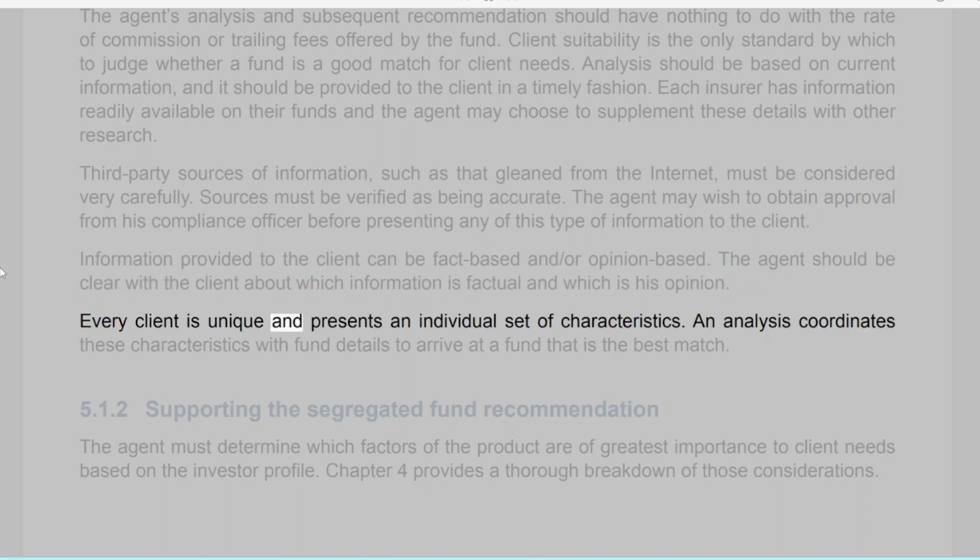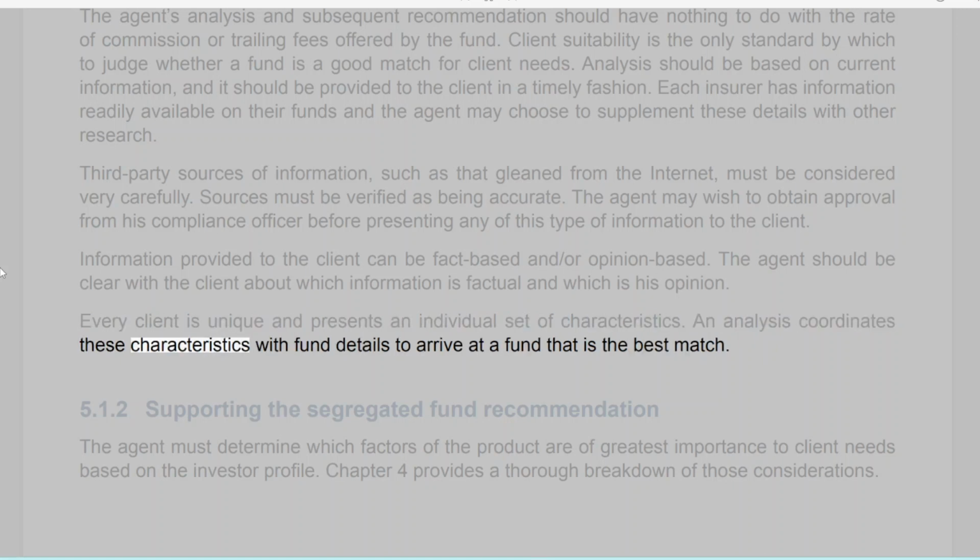The agent should be clear with the client about which information is factual and which is his opinion. Every client is unique and presents an individual set of characteristics. An analysis coordinates these characteristics with fund details to arrive at a fund that is the best match.